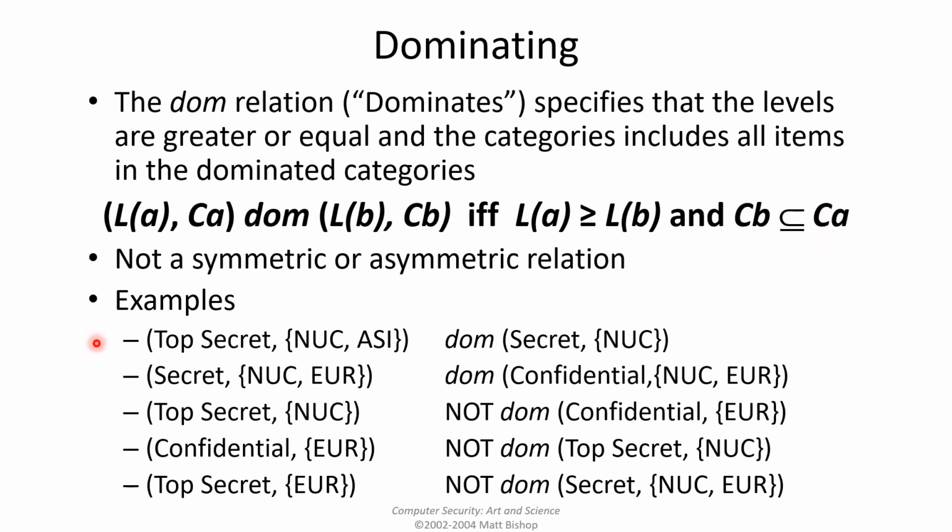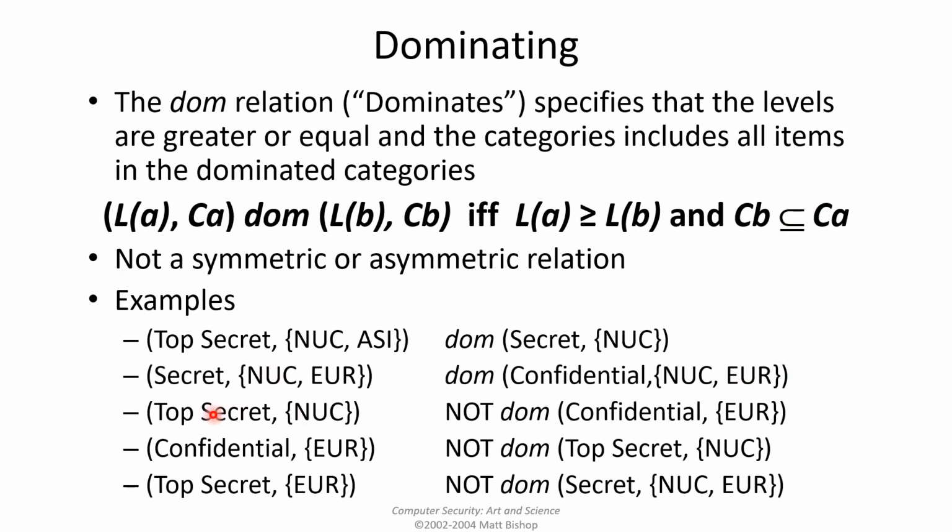Let's look at some examples here. Again, it also works with humans and objects, or objects and humans, two things. If a human is top secret and they have the categories nuke and Asia, they will dominate something that's secret and nuke. It's because top secret level is greater than secret, and nuke is a subset of nuke and Asia. Secret nuke Europe dominates confidential nuke Europe because secret is greater than confidential, and in this case, nuke Europe is exactly the same as nuke Europe over here. So they are a subset. They don't have to be a proper subset. They're equal, and that's okay. The little symbol there is subset or equal.